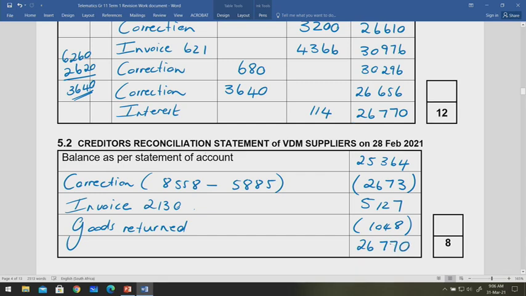And if you do that calculation, yet again, the magic. This is now reconciled. We've corrected our mistakes in our creditors ledger. We've corrected the mistakes and the differences in the creditors reconciliation, and those two balances are the same. So the correct amount, the actual amount that we owe them, is 26,770.